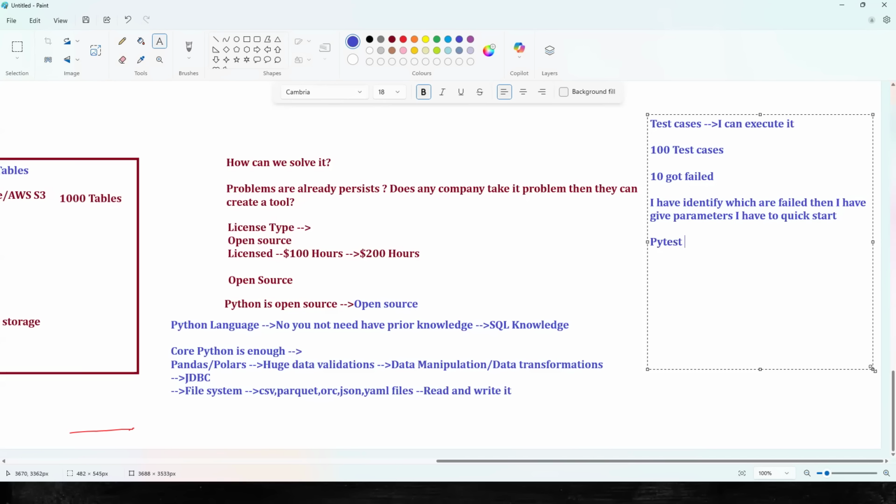This is the automation framework which we are going to use. Pytest, we are going to use it. Sir, are you going to teach in detail? Yes, we are going to teach you Pytest in detail. Okay, sir, this is absolutely fine.